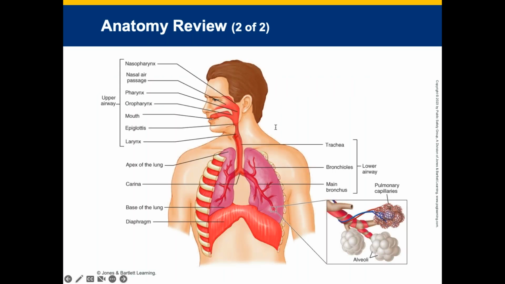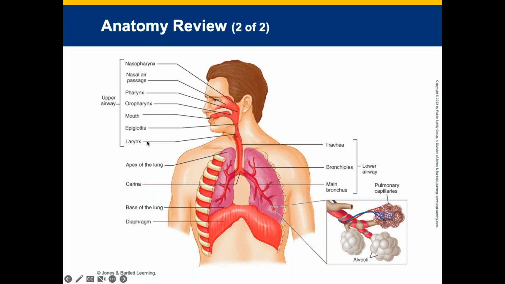So kind of looking at this figure here, it shows the structures of the upper and lower airway. Understand where the difference is as far as where the breaking point would be. So we have the upper airway, which is the nasopharynx, the nasal air passage, obviously the pharynx, you can just follow the arrows over, the oropharynx, and mouth, epiglottis and larynx. Once we pass the larynx, getting into the trachea itself, that's where the lower airway actually starts.